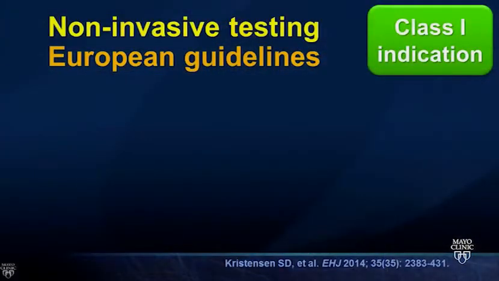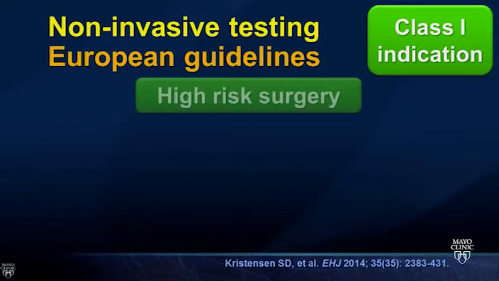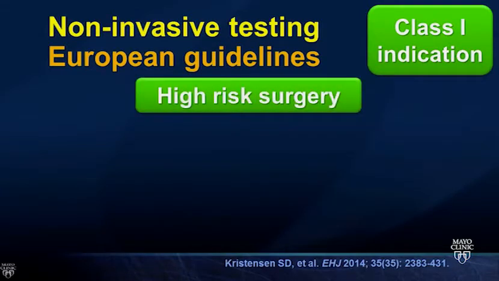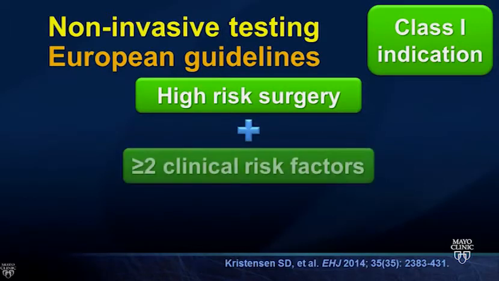They were published around the same time as the ACC/AHA guidelines, and they give a Class 1 indication to patients undergoing non-cardiac surgery if the following three conditions are met. Number one, is the surgery high risk? These are going to be things like your peripheral vascular operations or your abdominal aortic aneurysm interventions. Number two, does the patient have at least 2 clinical risk factors, as we talked about with our revised cardiac risk index?